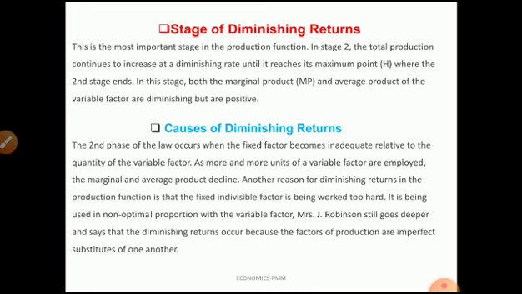According to a lady economist, Mrs. John Robinson, who goes deeper and says that the diminishing returns occur because the factors of production are imperfect substitutes of one another.